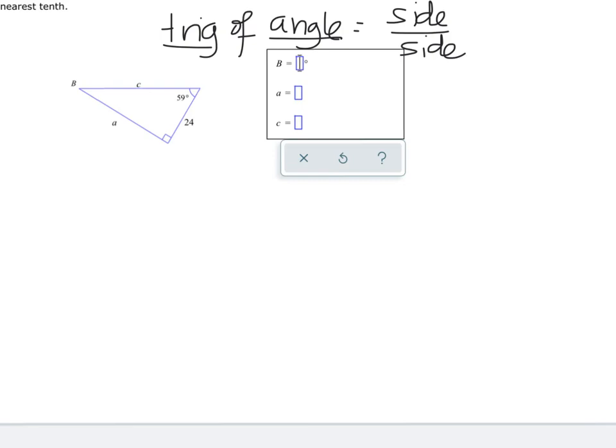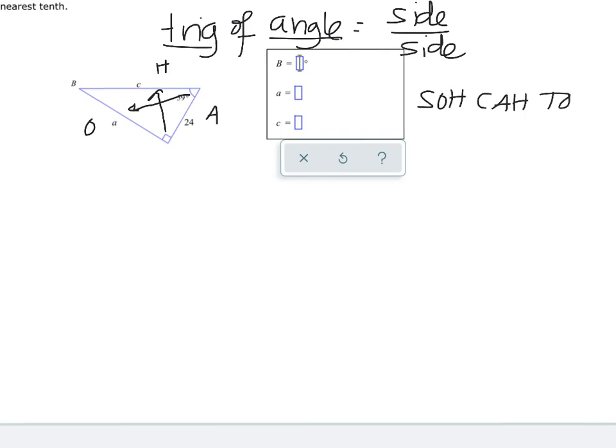Alright, let's do one more example. Here the triangle is a little bit rotated, so hopefully that doesn't confuse you. This is my hypotenuse. This is the angle that I'm given, so this would be the opposite side, which means this is the adjacent side. So we're given the adjacent side, and we have to solve for the opposite or hypotenuse. So if we want to solve for the opposite, and we have the adjacent, we're going to use tangent.